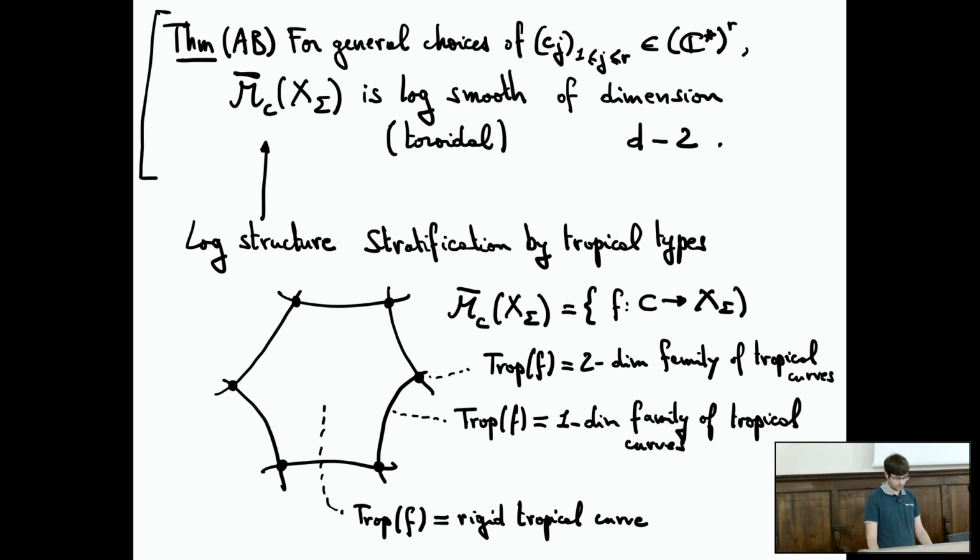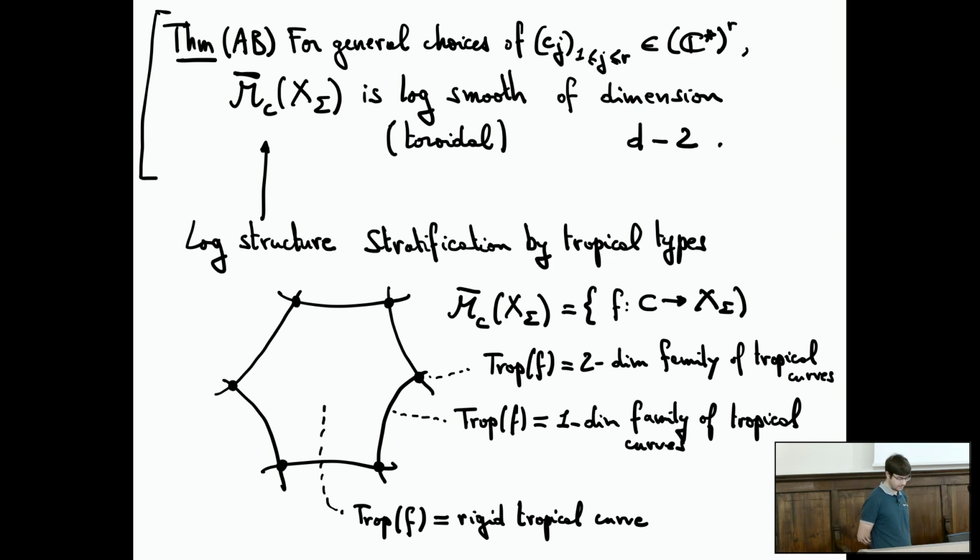And actually, this moduli space not only is of the expected dimension, but it is log smooth over the trivial log point. So as Bernd explains, this moduli space has itself a log structure. And so you can think about them in a concrete way as inducing a stratification of your moduli space by tropical types. So here is a kind of rough picture now of the moduli space itself.